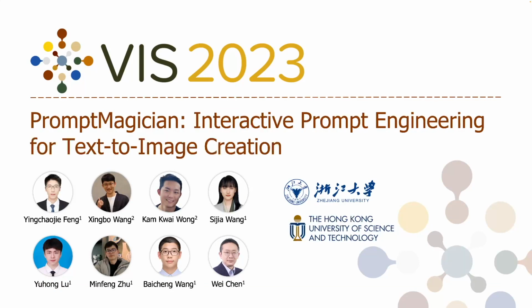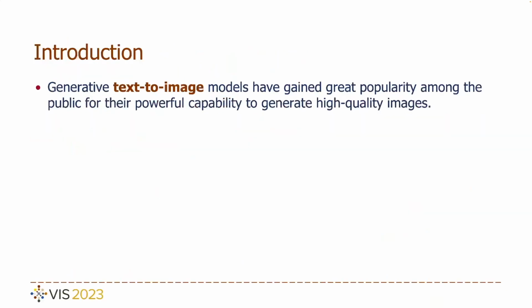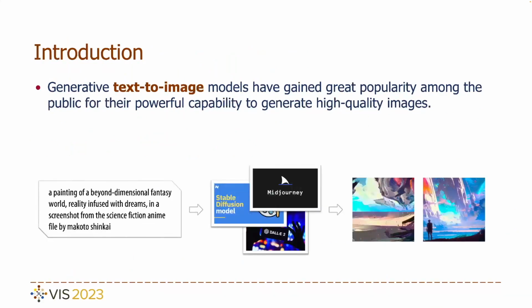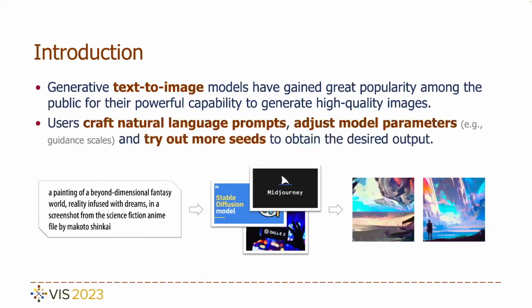Today I will present our paper, PromptMagician: Interactive Prompt Engineering for Text-to-Image Creation. With the fast development of CV and NLP technology, generative text-to-image models have gained great popularity among the public for their powerful capability to generate high-quality images. They enable users to craft natural language prompts, adjust model parameters, and try out more seeds to obtain the desired output.